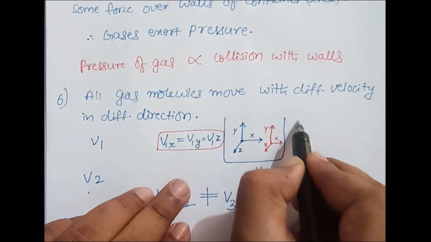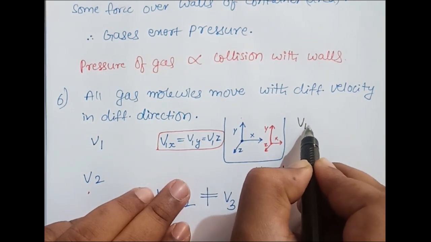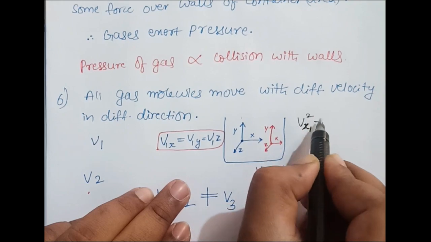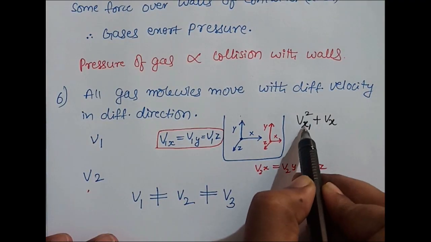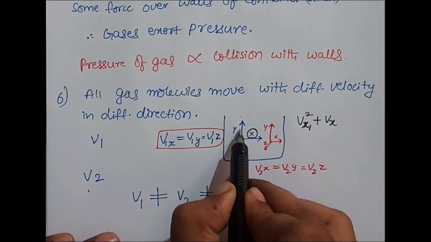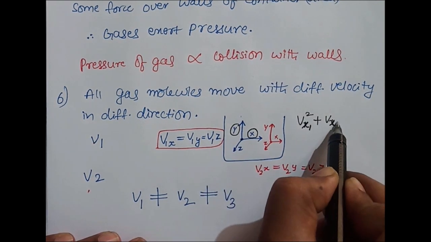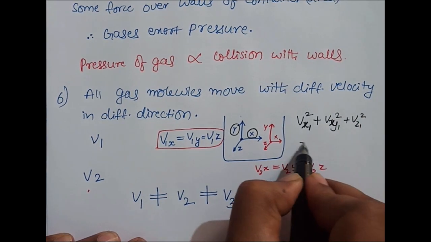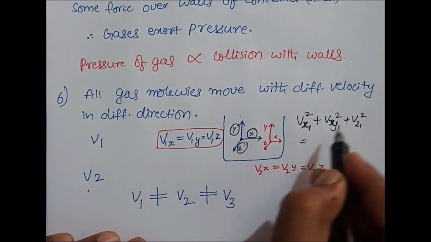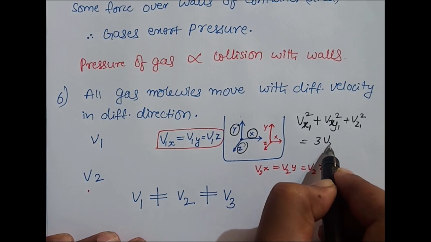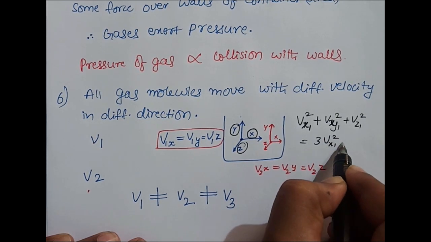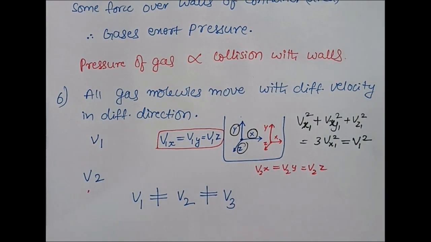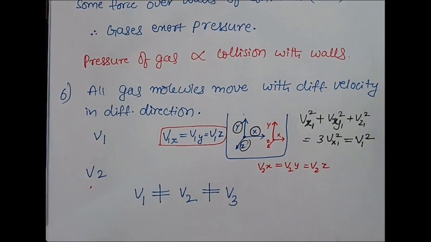The total velocity of the molecule: vx1 square plus vy1 square plus vz1 square is equal to, what can we write? Because in all directions it is the same, I can write 3 vx1 square, which is equal to the total velocity of the first molecule, v1 square. I repeat, this is a very key point. If you understand it carefully, then the derivation will be very easy.